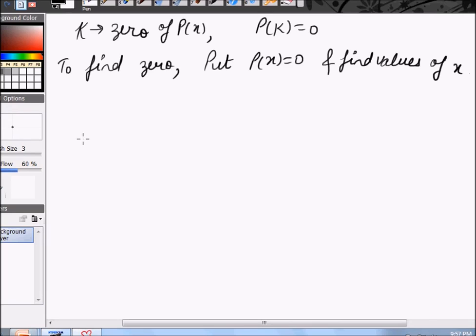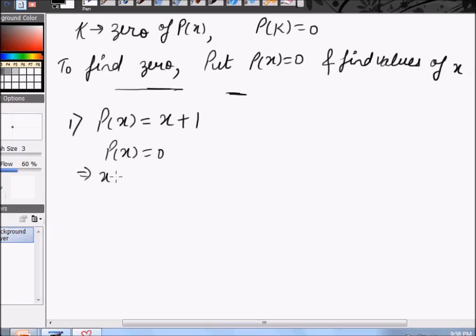Now let us find out zeros of some polynomials. The first polynomial is a simple one, p(x) equals x plus 1. To find the 0, put p(x) equal to x plus 1 equal to 0. That is, p(x) equal to 0 implies that x plus 1 equals 0, which implies x equal to minus 1. Therefore x equal to minus 1 is the 0 of the polynomial.